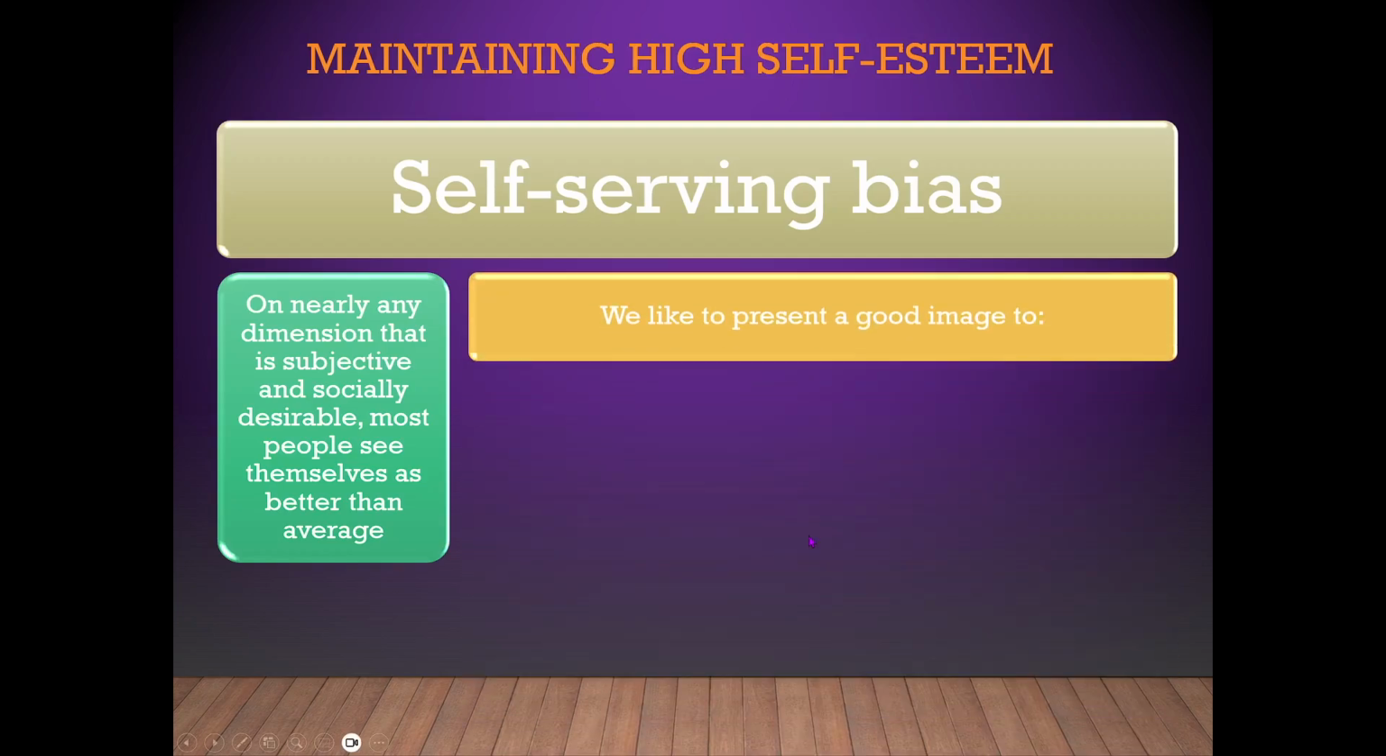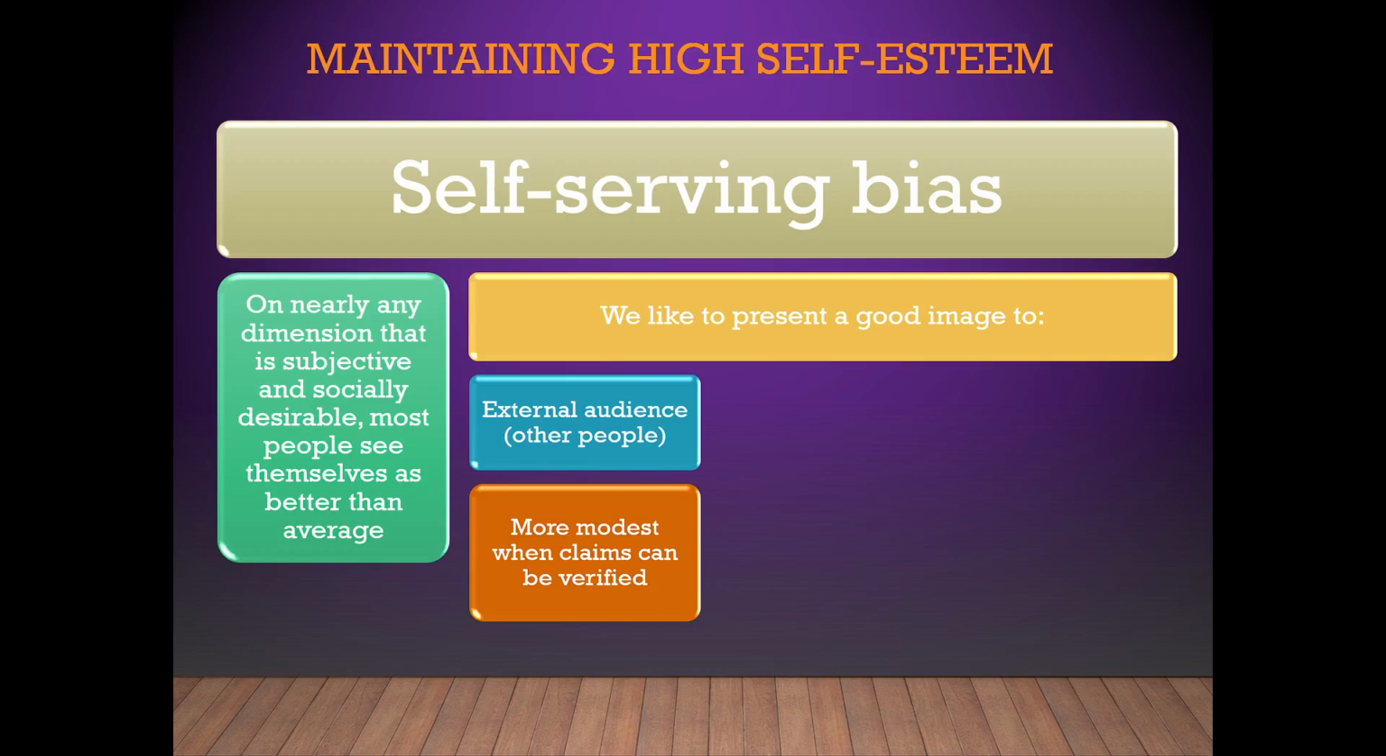We like to present a good image to an external audience. We want other people to think that we think well of ourselves. We want, like I said, the people who were in prison for violent offenses, maybe they wanted the researchers to think that they think well of themselves, even if they don't. Right? We want other people, the external audience, to think we think well of ourselves. So that's an important aspect.